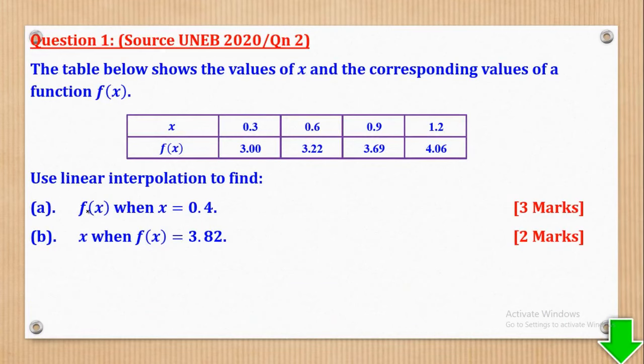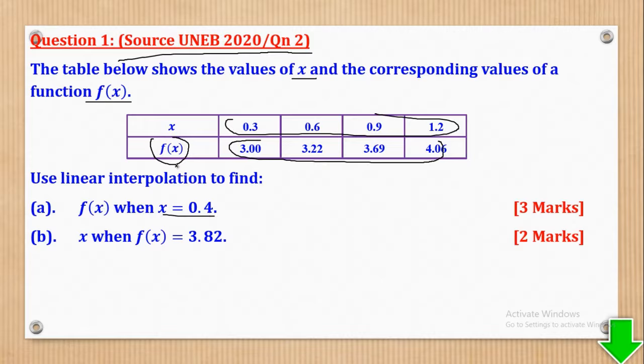So next we are going to go through a number of examples so that you can easily grasp the concept. We shall start with question 1, which came from UNEB 2020 paper 2 question 2, that is last year, and it says the table below shows the values of x and the corresponding values of a function f(x). So these are the values of x with their corresponding values of f(x). Like I told you, here they don't give you the function. Otherwise, if they gave us the function, we would just substitute to get the required values, but in this case they don't give it. So that's where the method of linear interpolation comes in.